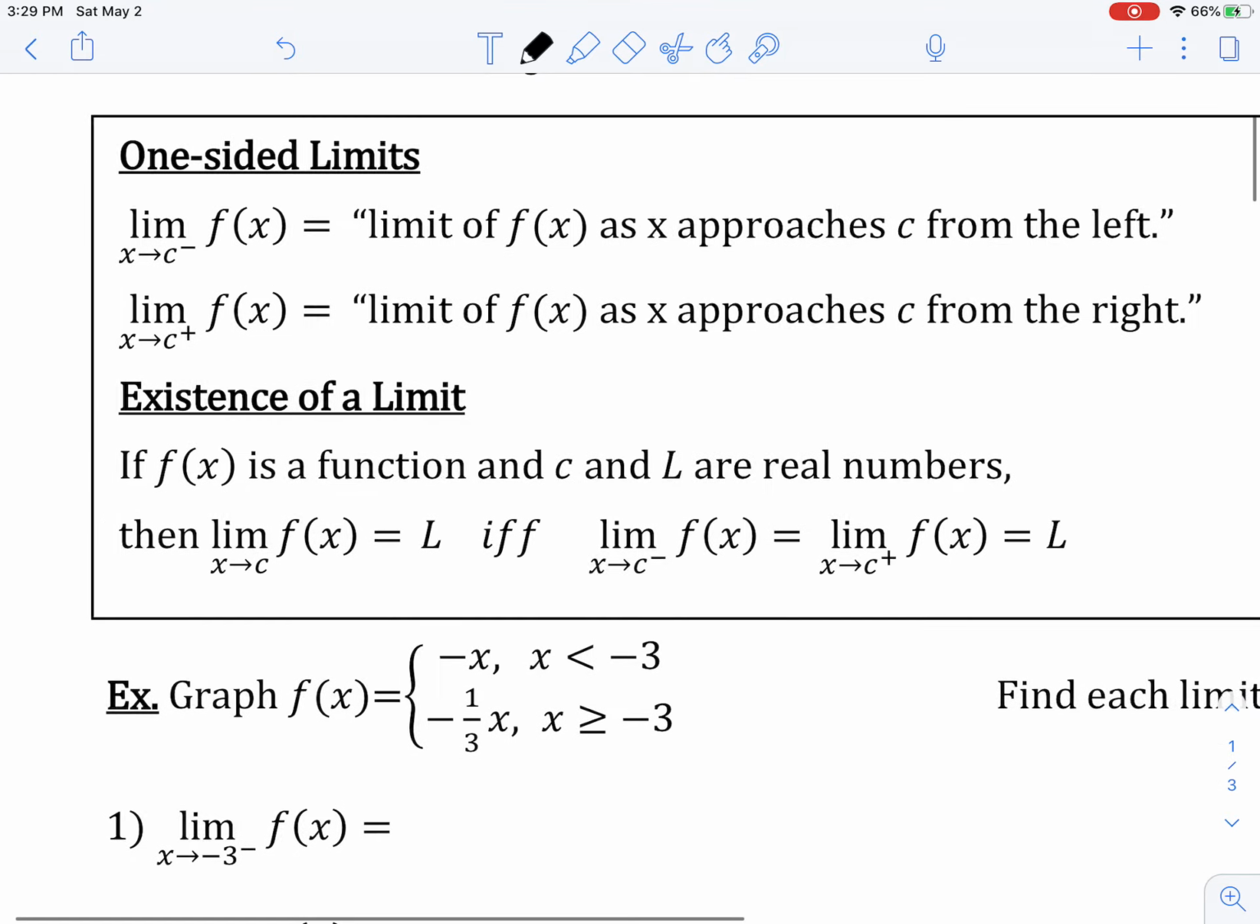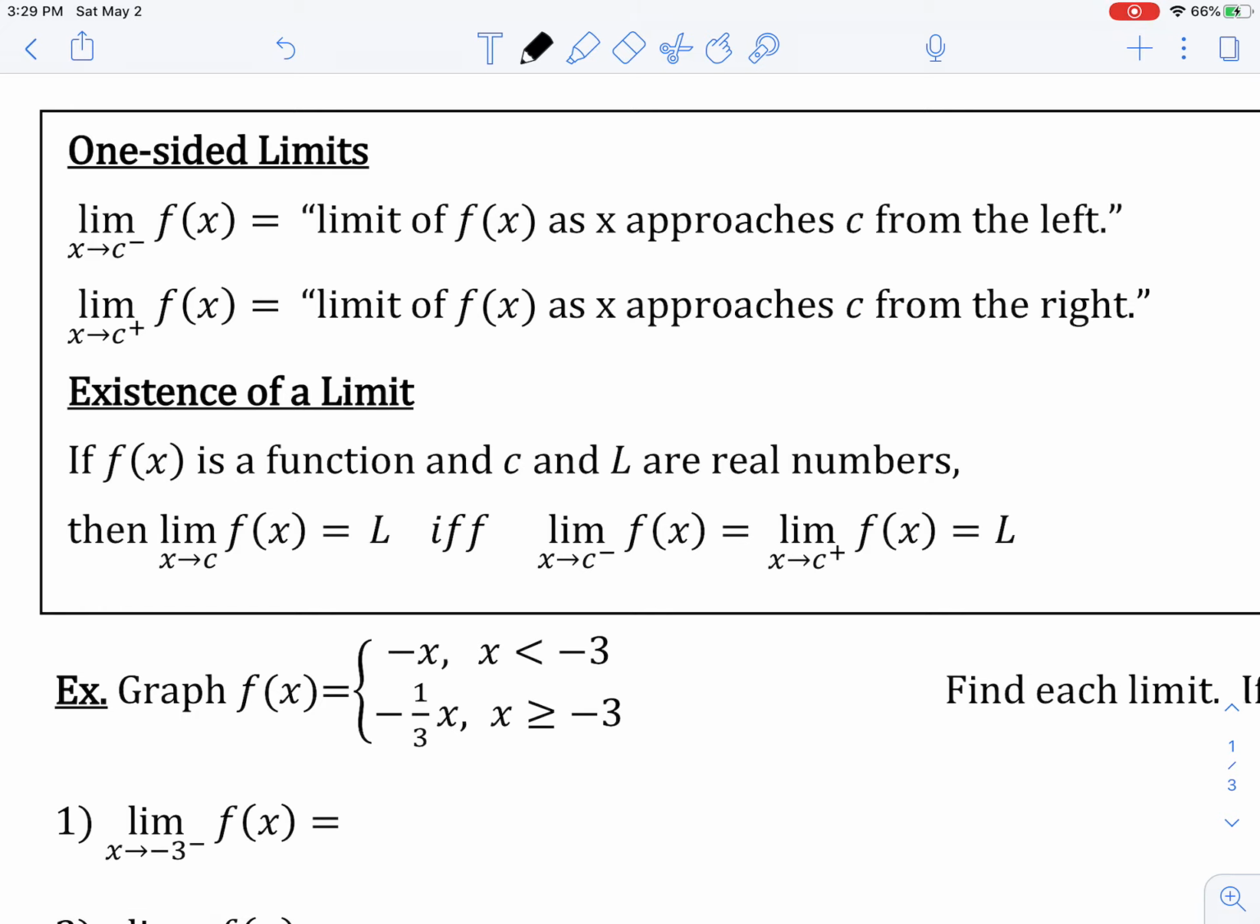So if you look back to this notation for a one-sided limit, we said the limit of f of x as x approaches c from the left side. So again, this little notation up there just simply means we're approaching c from the left. The limit of f of x as x approaches c from the right just means we're approaching from the positive direction. So we have one-sided limits, and we use them to discuss the existence of a limit.